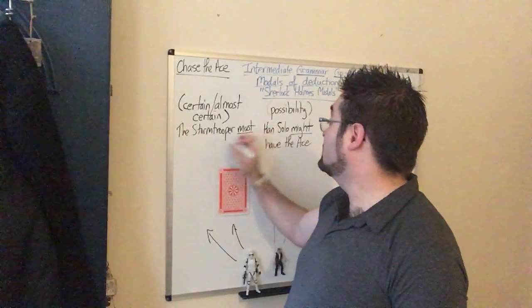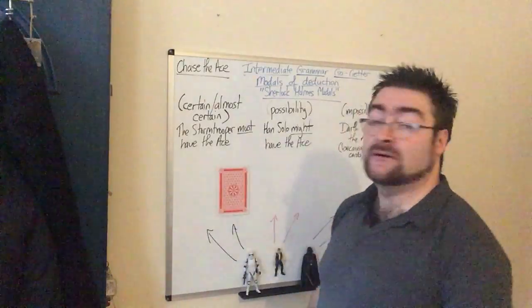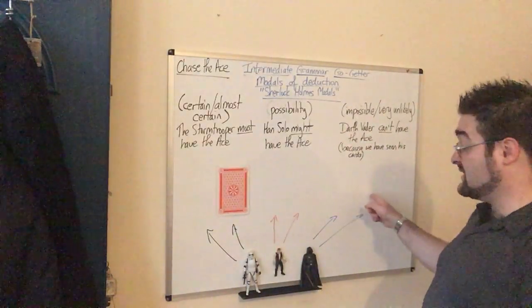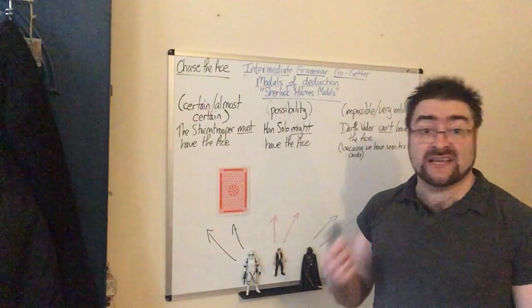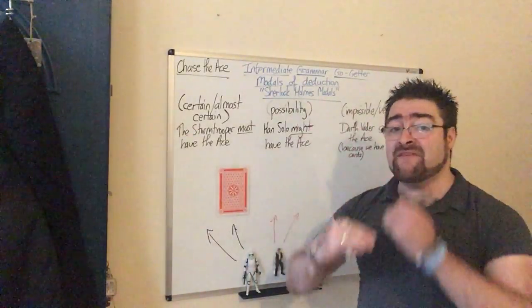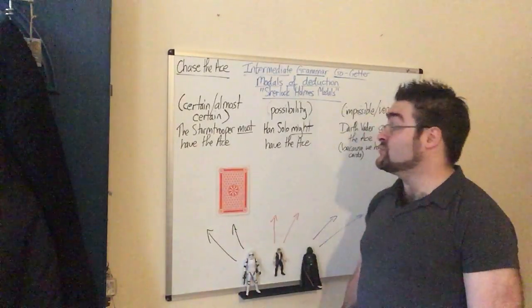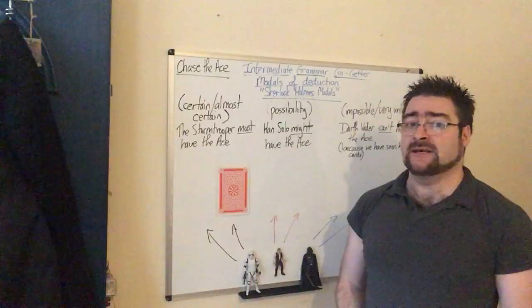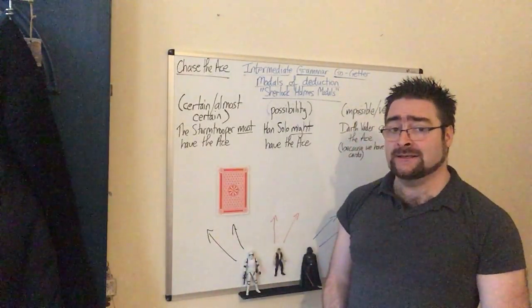Okay, and for this, we use the Stormtrooper must have the ace. Why? Because Darth Vader doesn't have it, Han Solo doesn't have it, Liam told us that there is an ace. You are putting all of this evidence together and you are coming up with the answer. The stormtrooper must have the ace. But you are not 100% certain because you haven't seen it.